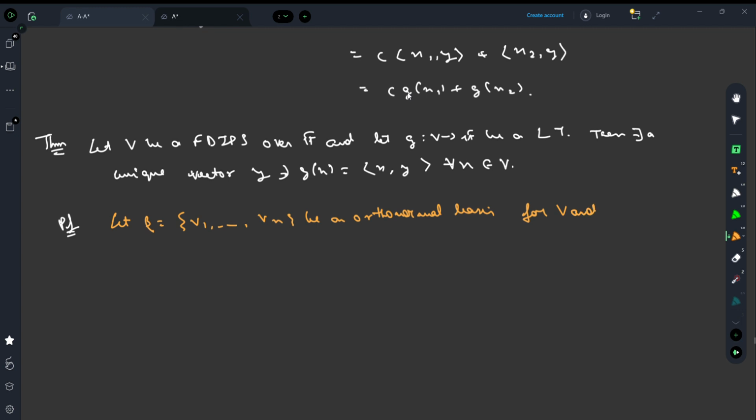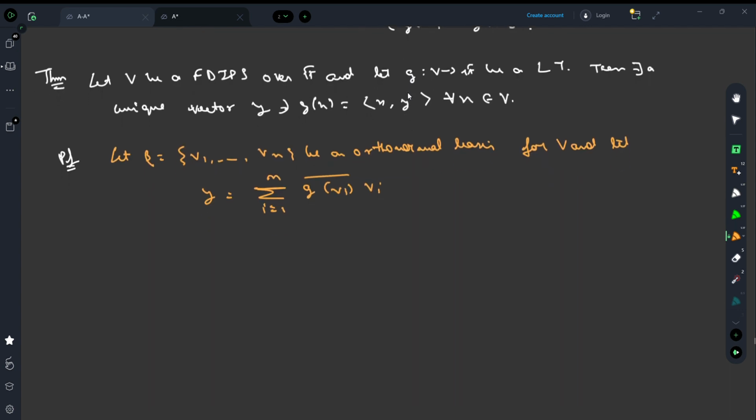So the proof comes from the fact that let v1 till vn be an orthonormal basis for V, and let y be given as the sum over i equals 1 to n of g of vi bar multiplied with vi. Surely g of vi bar is a scalar quantity. Hence this multiplication is well defined because V is after all a vector space, right?